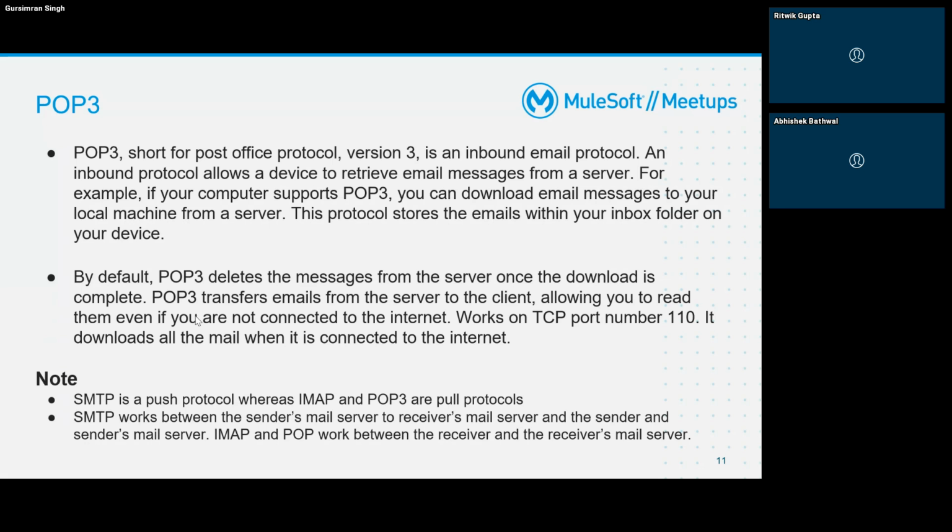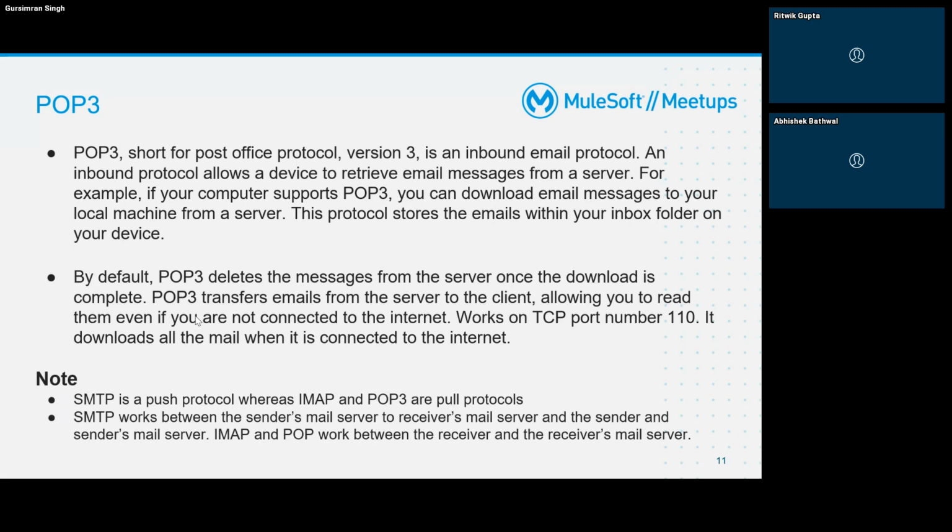or POP3. Next, coming to POP3, its abbreviation is Post Office Protocol. It's also an inbound email protocol. If your computer supports POP3, it can download email messages to a local machine from a server. By default, its behavior is to delete the message from the server once the download is complete. So we need to have the email downloaded on a local machine for this protocol to work, and it will be blocking the process unless the whole email is downloaded.